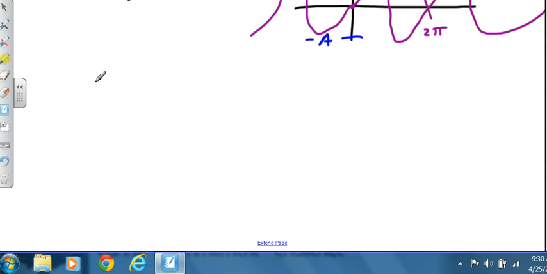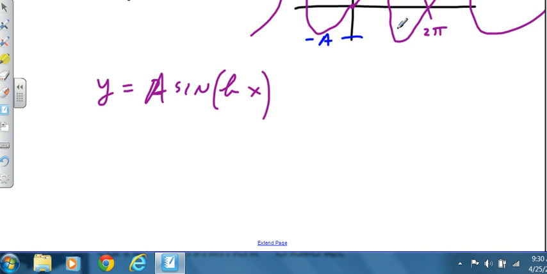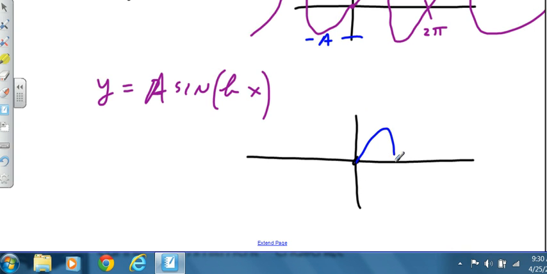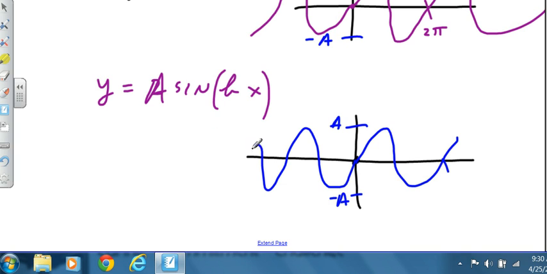Alright, so now I've got y is equal to a sine bx. Now it's still a sine function. It's still going to start at 0. It's still going to go up and down, only all the way to a and all the way to minus a, whatever the amplitude is. But now the period is going to be 2 pi over b, whatever b happens to be. So if b is 2, then it's going to happen every pi. If b is 1/2, then it's going to happen every 4 pi.